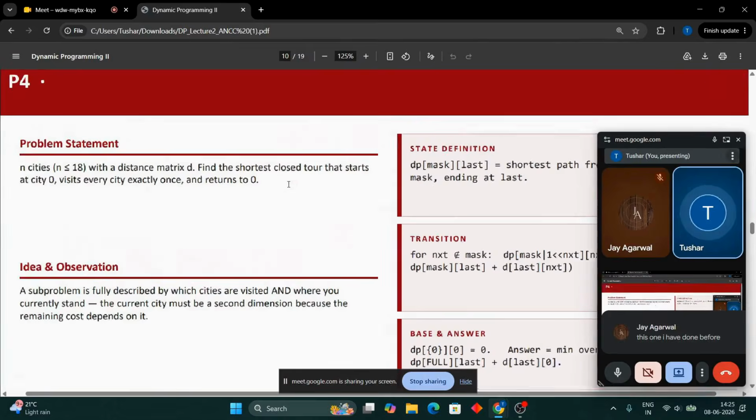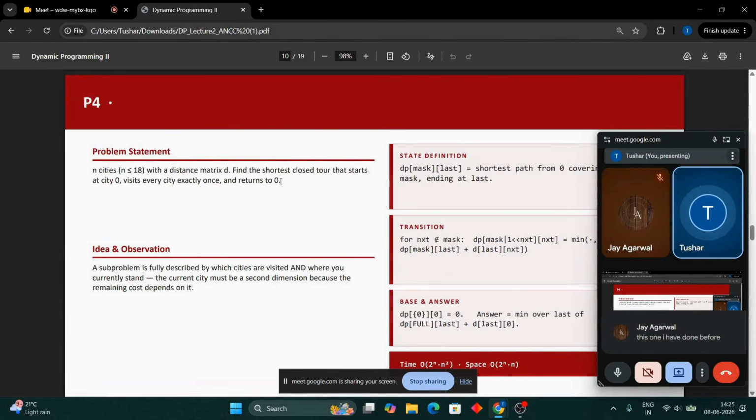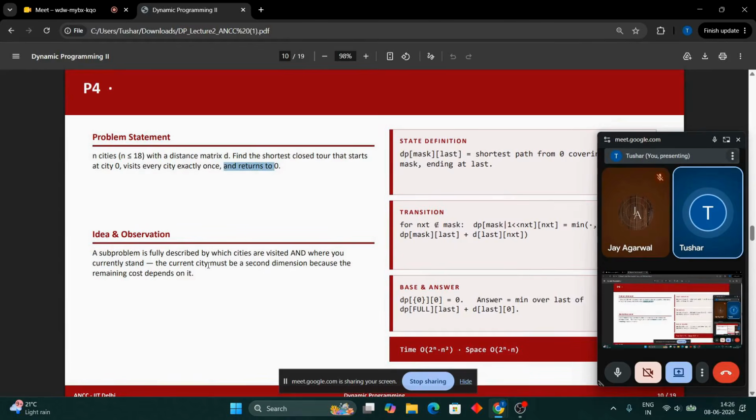Okay. So I'll just quickly speak out this solution because I'm recording this. We are given n cities and a distance matrix which will tell us the distance between the ith city and the jth city, and we have to find the shortest tour that starts at the 0th city, visits every city exactly once, and returns back to 0. So we only care about the path starting from city 0 and visiting every city exactly once.